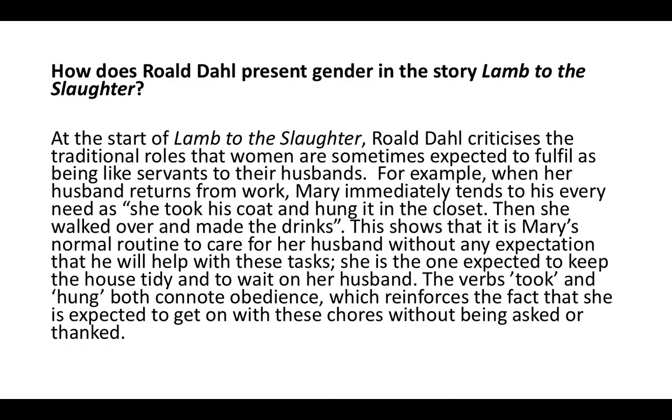So, at the start of Lamb to the Slaughter, Roald Dahl criticises the traditional roles that women are sometimes expected to fulfil as being like servants to their husbands. For example, when her husband returns from work, Mary immediately tends to his every need as she "took his coat and hung it in the closet. Then she walked over and made the drinks." This shows that it is Mary's normal routine to care for her husband without any expectation that he will help with these tasks. She is the one expected to keep the house tidy and to wait on her husband. The verbs "took" and "hung" both connote obedience, which reinforces the fact that she is expected to get on with these chores without being asked or thanked.